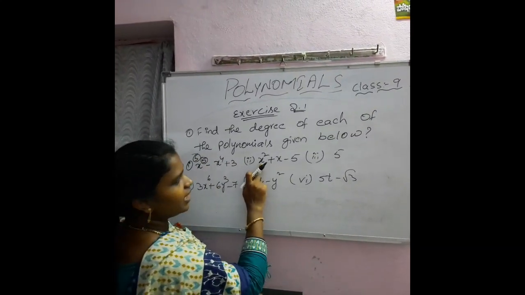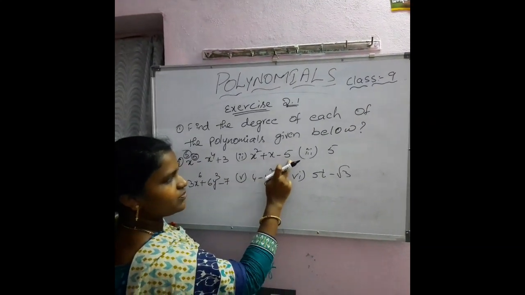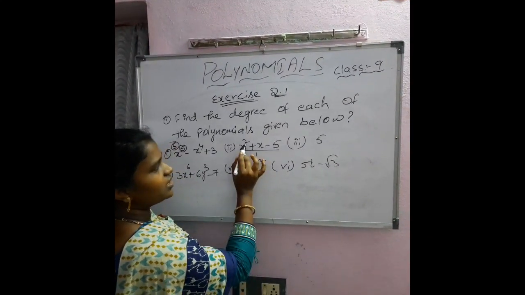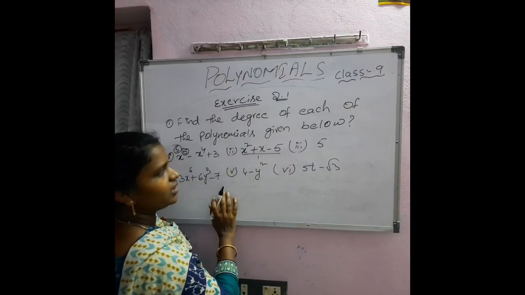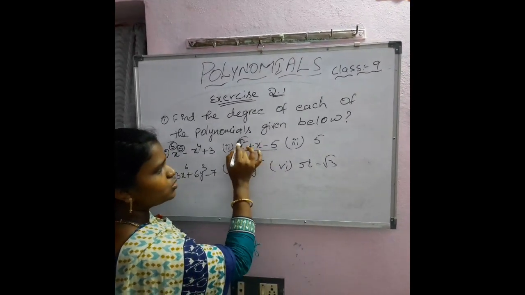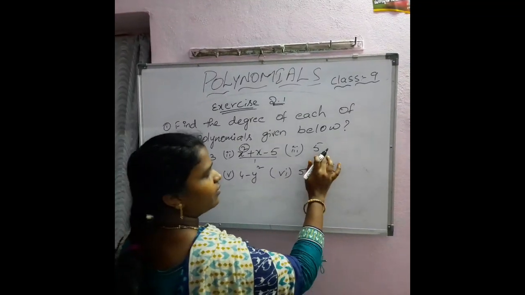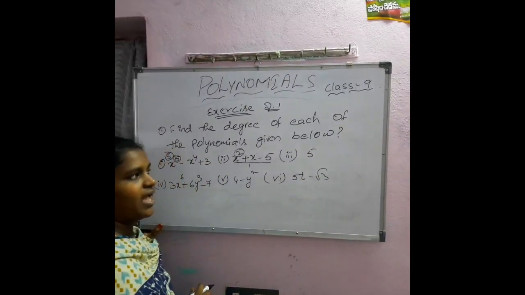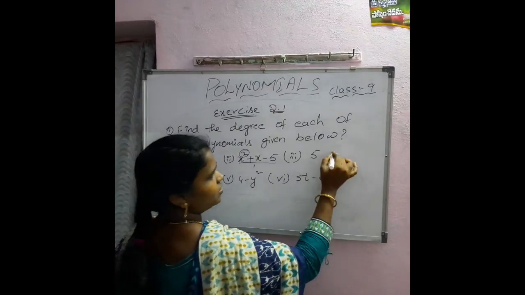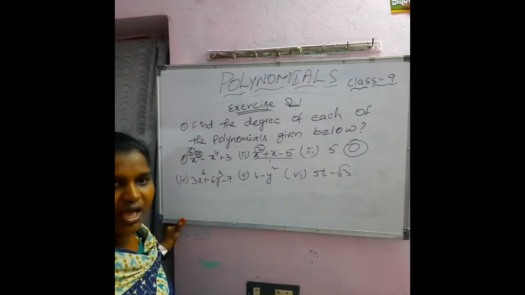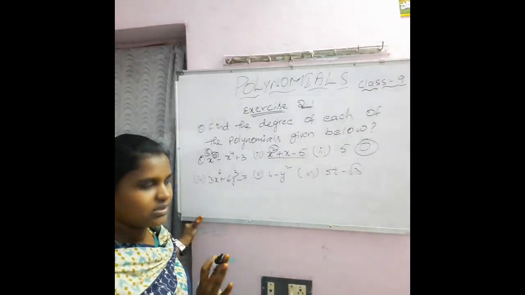The second one, x square plus x minus 5, is also a polynomial in one variable. The powers here are 2 and 1, and the highest power is 2. So the degree of the polynomial is 2. Whereas 5, a constant number, has degree 0. The constant numbers have the degree of the polynomial 0.